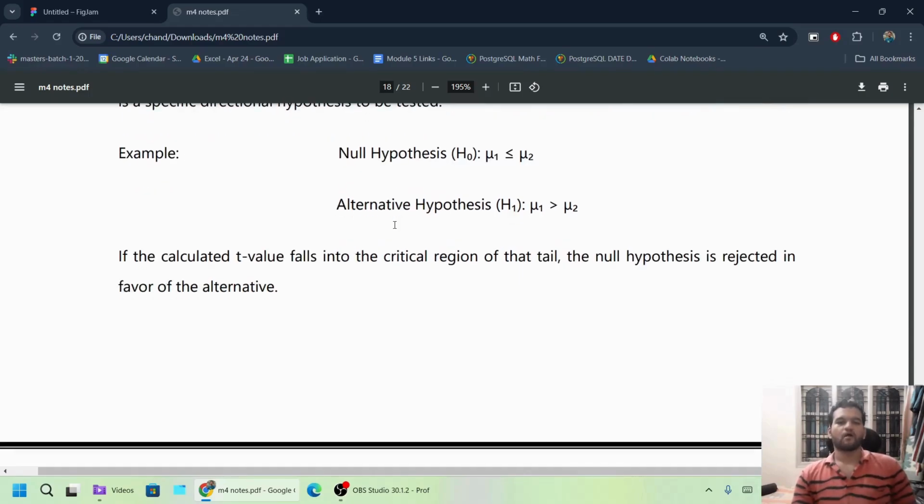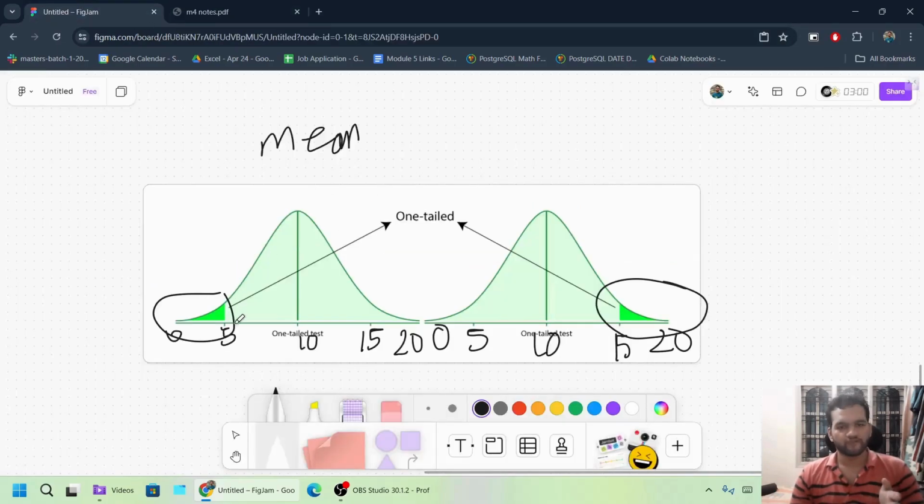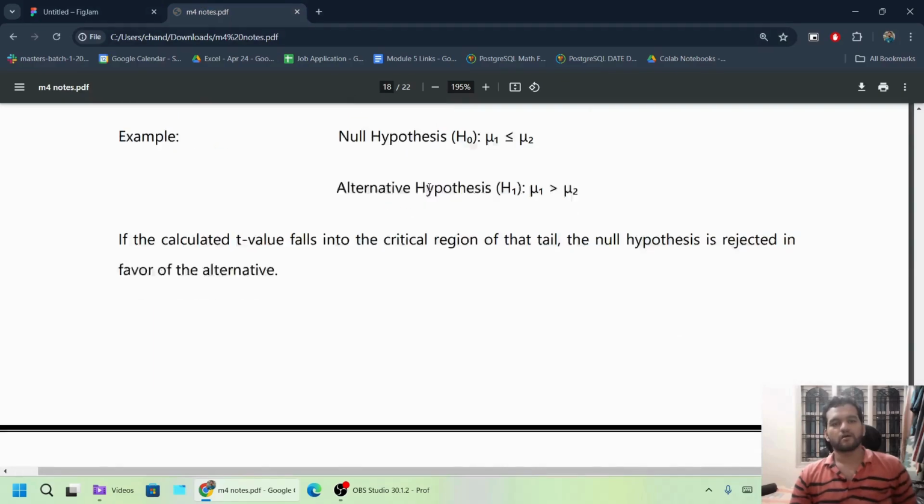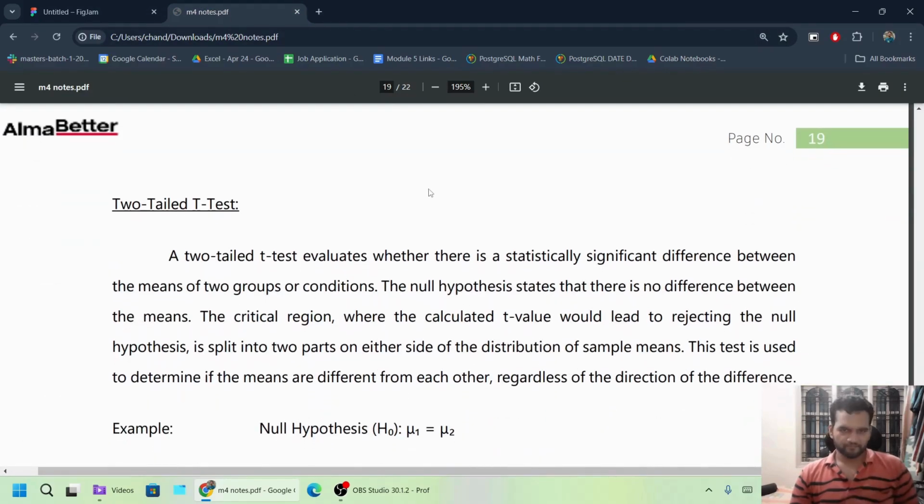That's it. If the calculated t value falls into the critical region of the tail, then the null hypothesis is rejected in favor of the alternative. That means our critical region is here, 5 in the first one. If it goes above that, then we will reject the null hypothesis in favor of the alternative hypothesis. Let us go with the two-tailed test.